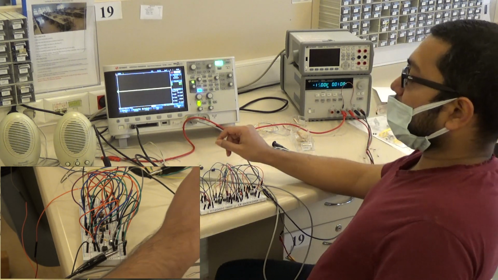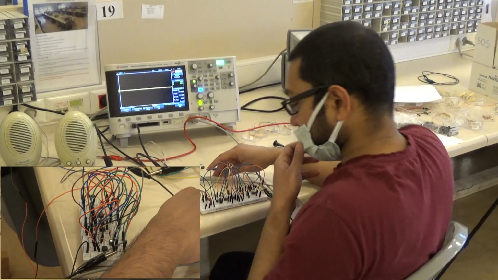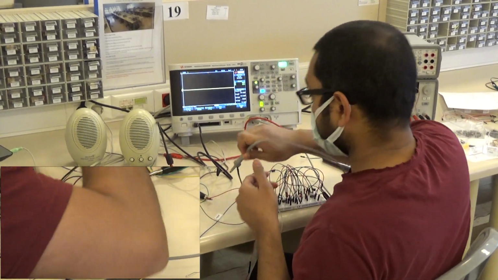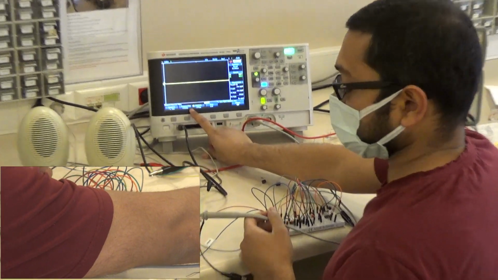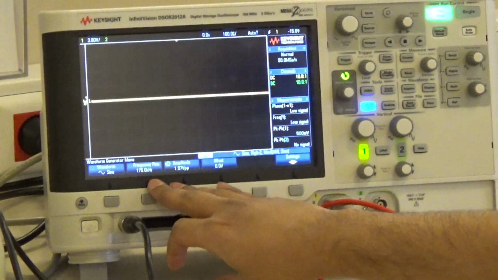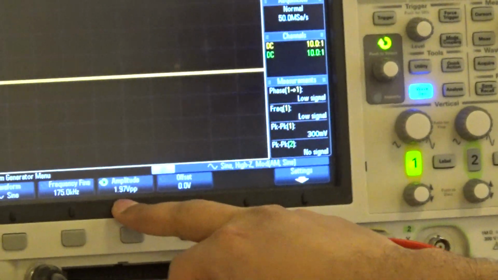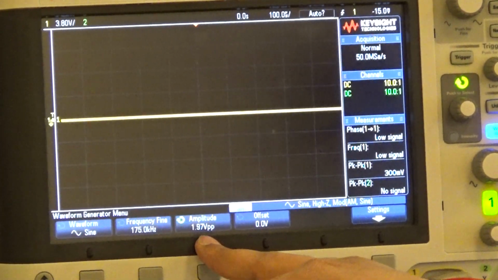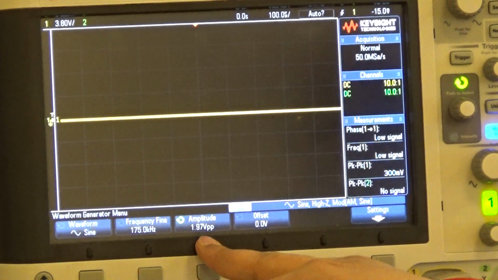Now moving forward, we can see how the output turns out at each and every stage. I'll first start with the AM modulated signal. This is the oscilloscope, and along with it we have the function generator. The carrier frequency is set to 175 kilohertz with an amplitude of around 2 peak to peak. I'm initially using a large value so that I can see the outputs at the second stage.